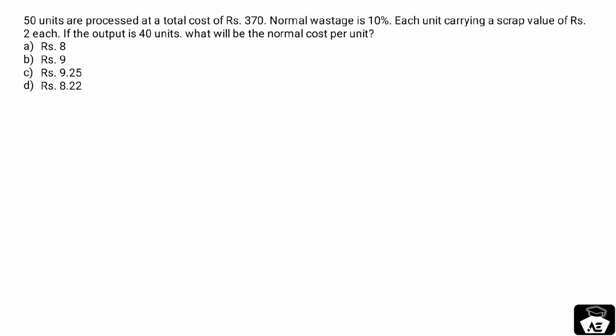50 units are processed at a cost of 370. Normal wastage is 10%. Each unit carries a scrap value of rupees 2. If the output units is 40 units, what will be the normal cost per unit? Here you have to find normal cost per unit. Read the question carefully. Normal cost find करनी है आपको. So again let's start it. You have to prepare a 2 column. First is for unit and second is for amount.